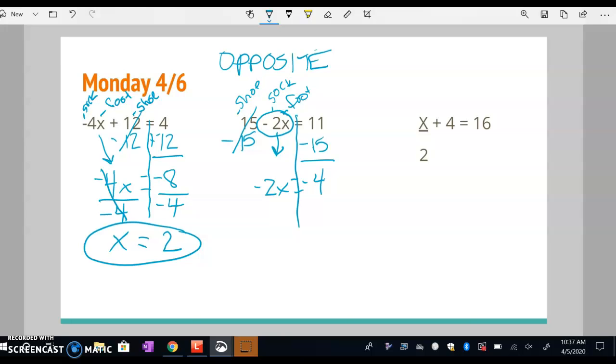Now I have multiplication, but I'm ready to take my sock off, and so to do that I have to do the opposite. I have to divide. So I'm going to divide by negative 2 on this side, and then divide by negative 2 on this side. And again, I have a negative divided by a negative is a positive, and 4 divided by 2 is 2.